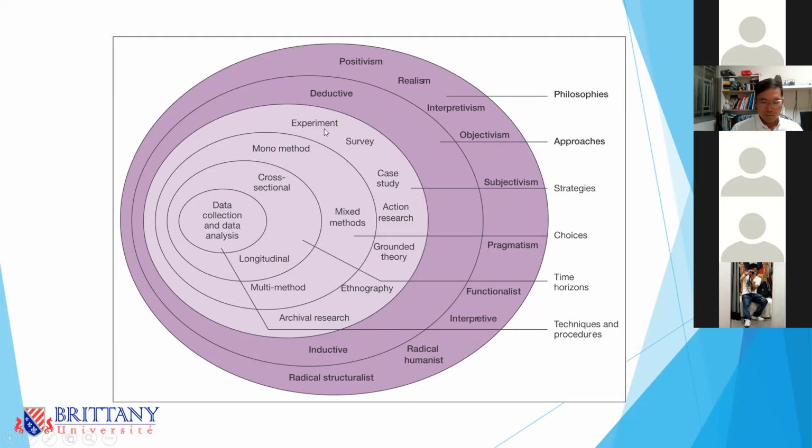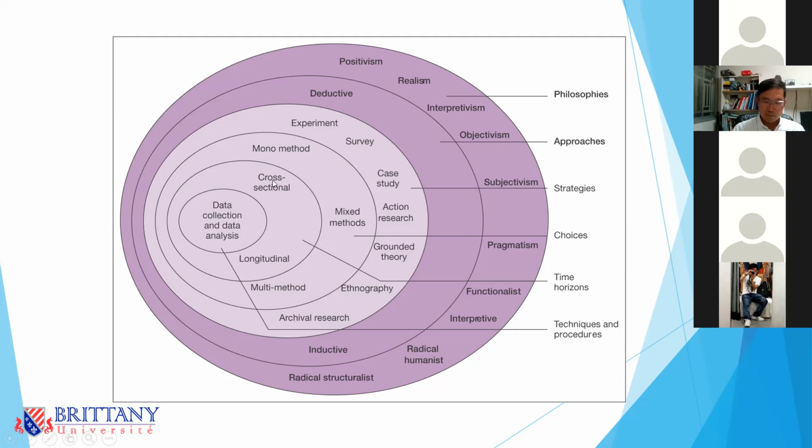Experiment is normally in applied sciences like physics, chemistry in the lab. So in business, you can also do case study. You can do action research, grounded theory, ethnography, or archival research. There are different strategies. The next one, you see the choices. You want to do mono method, I mean the single method, or multi-method, or mixed method.